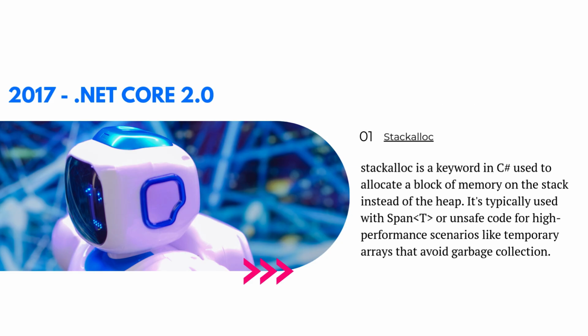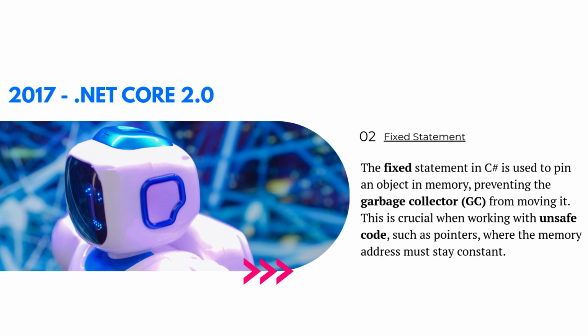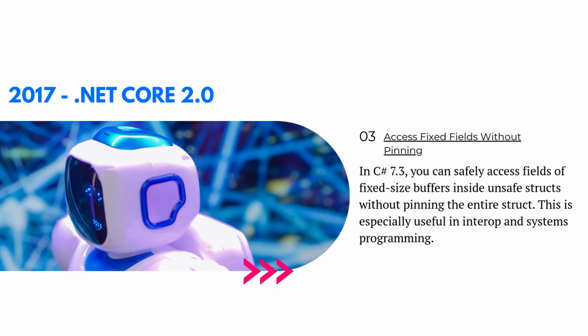Stackalloc is a keyword in C# used to allocate a block of memory on the stack instead of the heap. It's typically used with Span<T> or unsafe code for high-performance scenarios like temporary arrays that avoid garbage collection. The fixed statement in C# is used to pin an object in memory, preventing the garbage collector, GC, from moving it. This is crucial when working with unsafe code, such as pointers, where the memory address must stay constant. In C# 7.3, you can safely access fields of fixed-size buffers inside unsafe structs without pinning the entire struct. This is especially useful in interop and systems programming.